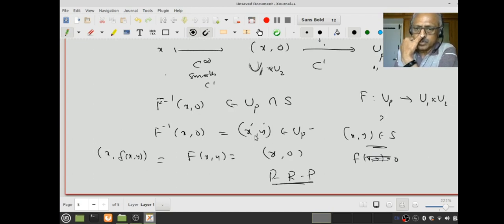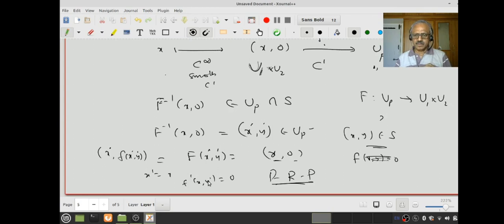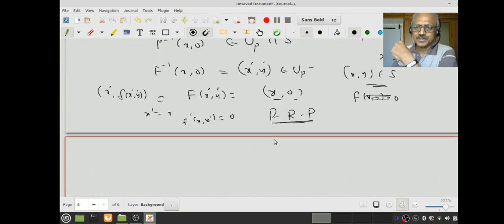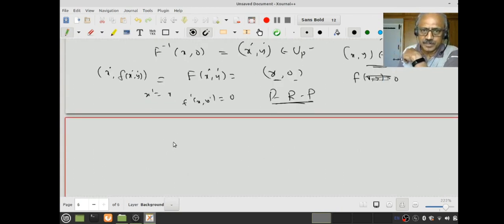But why should it be x? Because F of (x', y') should be (x', f(x', y')), but that should be (x, 0). Therefore x' must be equal to x, and f(x', y') must be 0. Are you following? Please pay attention. If you begin to think, there is a possibility you will get confused. If you simply memorize, it's easy. Let me repeat the proof.